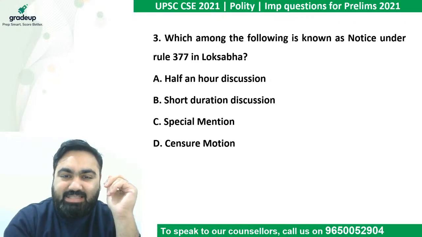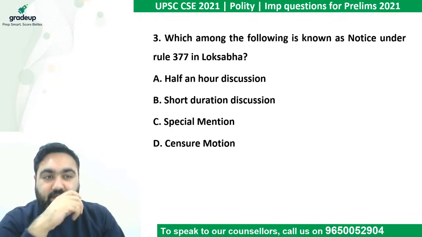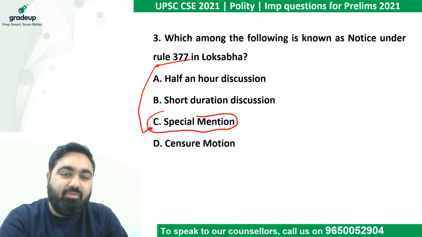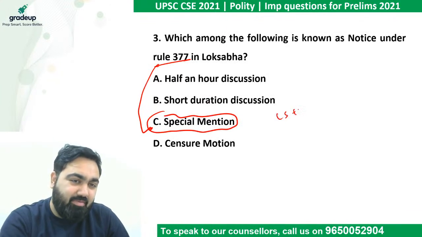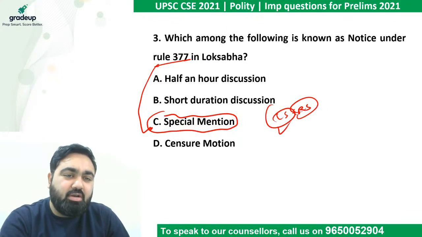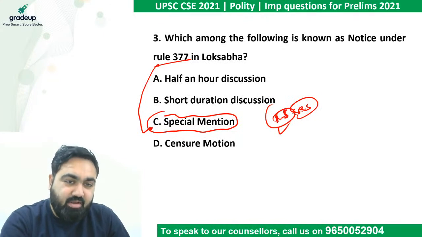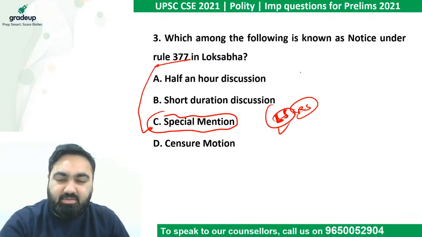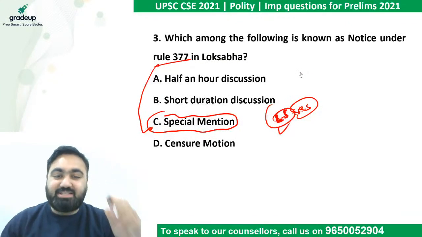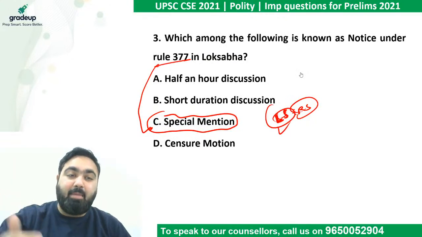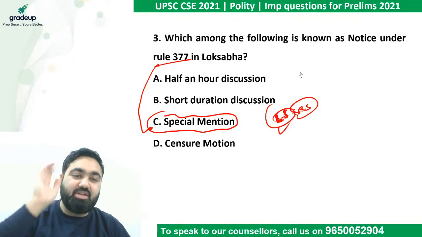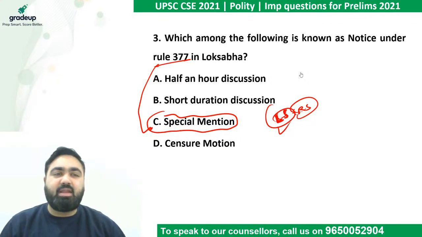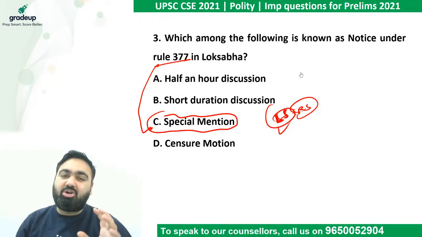Okay. Let's see which of these is the correct answer. Notice under Rule 377 is actually a special mention. It is one of those features of Lok Sabha and of Rajya Sabha also where short discussions can be introduced. Discussions which are not originally in the schedule of the day can be introduced. For example, a member can raise his hand and say, sir, I want to discuss this thing, although it is not in the agenda of the day, but still the member can request that I want to discuss this. This is called special mention.